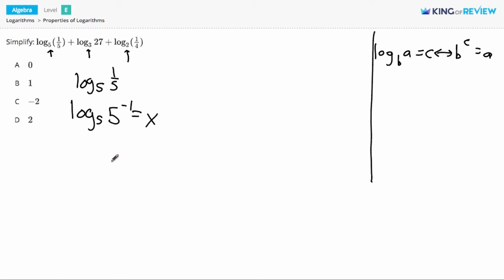In our log on the left, that means 5 to the x equals 5 to the -1, which means, since 5 and 5 match, x has to match the other exponent, -1.